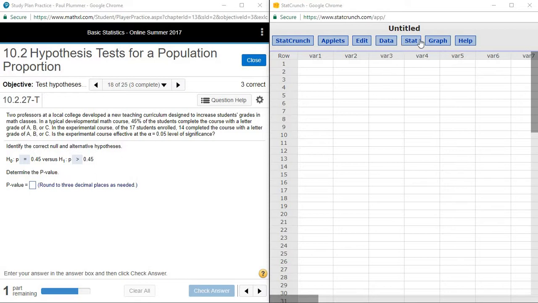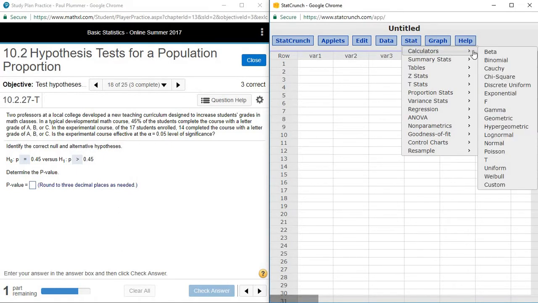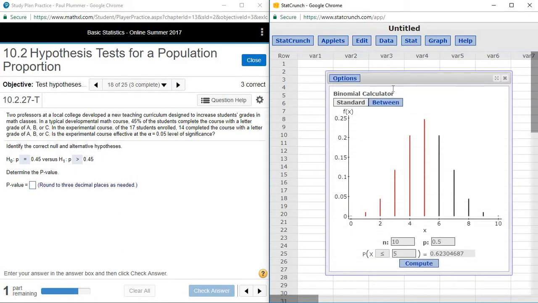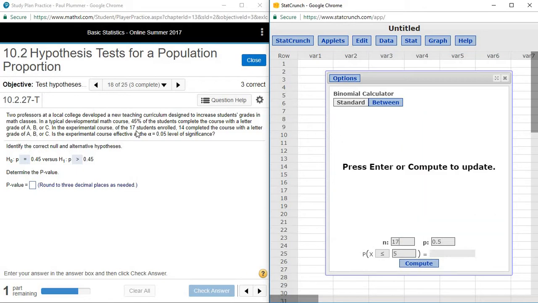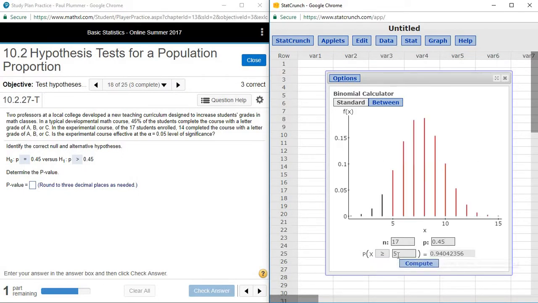So in this case, since that is not satisfied, we're going to go to Stat, our calculators, to Binomial. In our binomial, we need to give it what our n is. Our n would be the 17. Our p here would be the null p, so that's going to be 0.45. It's our hypothesized proportion. And now the alternative is greater. Because this is a discrete distribution, we're going to use greater than or equal to.